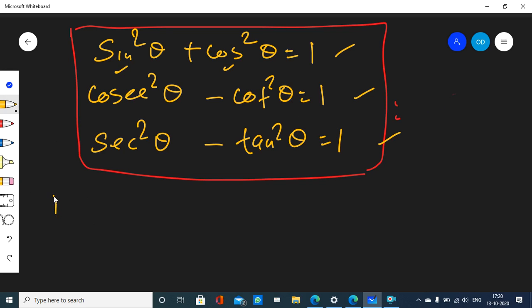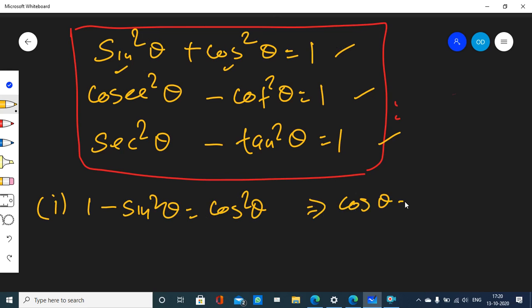Now there are some basic formulae that we can derive from these identities. First, since sine square theta plus cos square theta is equal to 1, then 1 minus sine square theta will be equal to cos square theta, right? Check it out. If I take sine square theta to this side, 1 minus sine square theta equals cos square theta. So cos square theta is equal to 1 minus sine square theta. Then what is cos theta? Cos theta is equal to plus or minus under root 1 minus sine square theta. Clear?